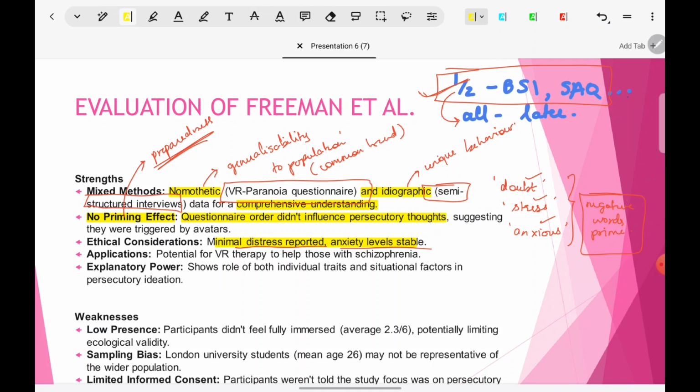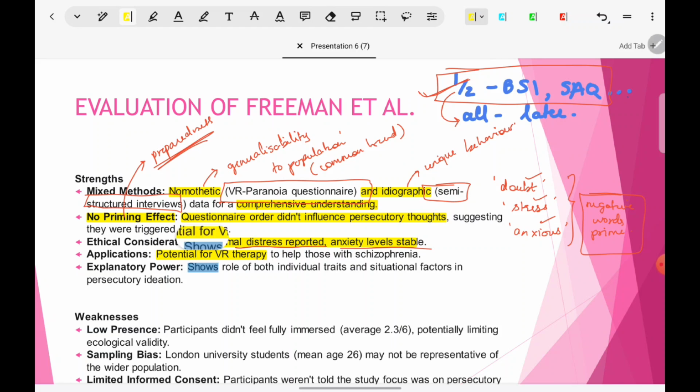Coming to applications or practical use of this study, as we noted in the conclusion, VR has potential for therapy for those who have persecutory ideation, meaning patients of schizophrenia. For them, repeated exposure to avatars could be helpful to make them realize that the avatars are harmless, and for them to eventually understand that it is their own thinking that is paranoid and not the behavior of avatars. So it can result in some good exposure therapy.